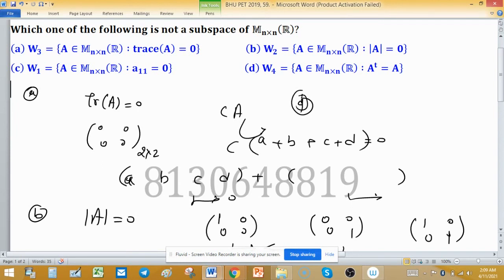In W4, having the property A transpose equals A means a real symmetric matrix. The sum of two real symmetric matrices is again symmetric. Multiplied by any real scalar, it is also a symmetric matrix. And the zero matrix is again a symmetric matrix. So option D forms a subspace. So the correct choice is only option B, where W2 is not forming a subspace.